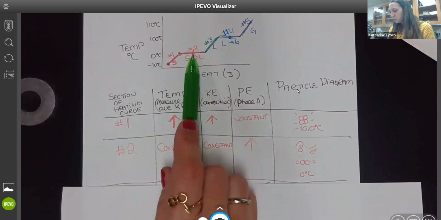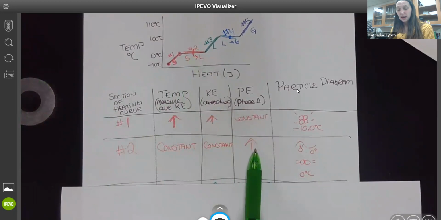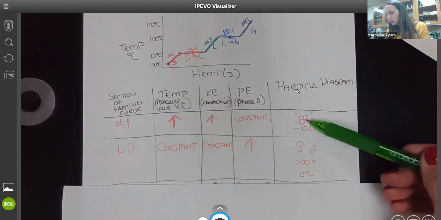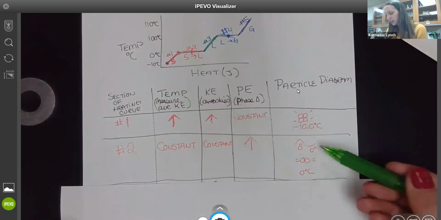My potential energy is being changed as the phase changes, or these solid particles, they were really close together and now they're going to start being ripped apart. That's the potential energy change.